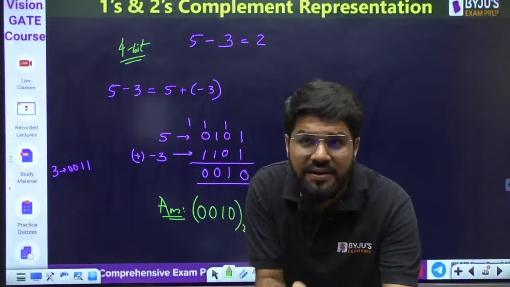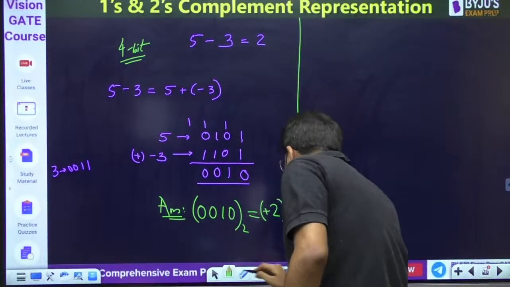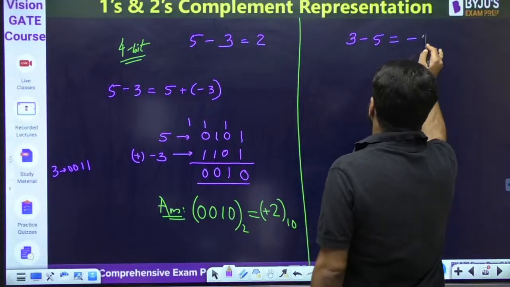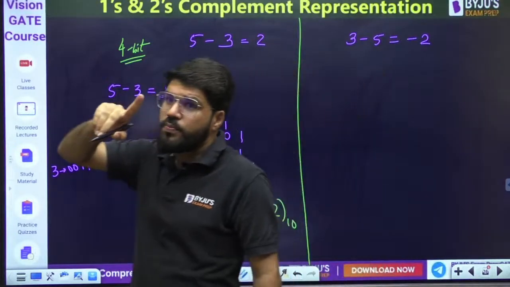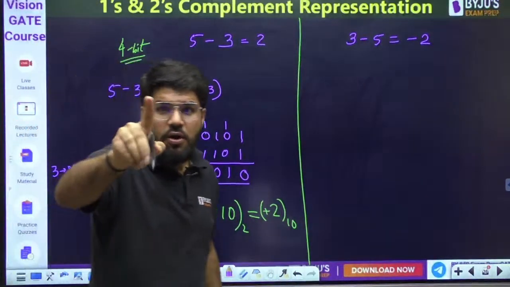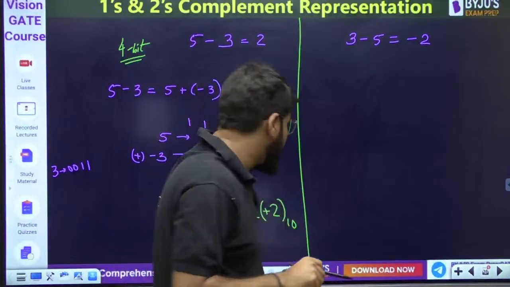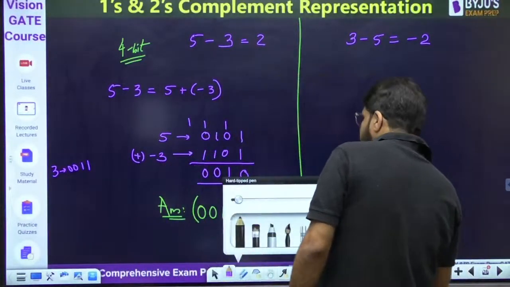That means no subtractors are required. If I do the reverse, 3 minus 5, then my answer should be minus 2. My answer should match with the decimal world. Then only my digital machine, then only my calculator is perfect.